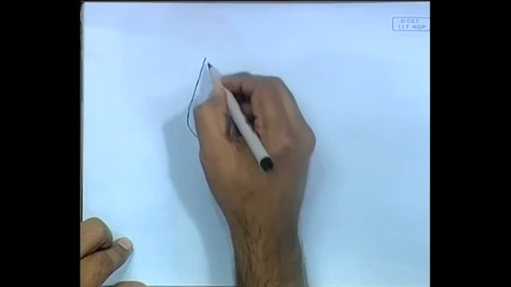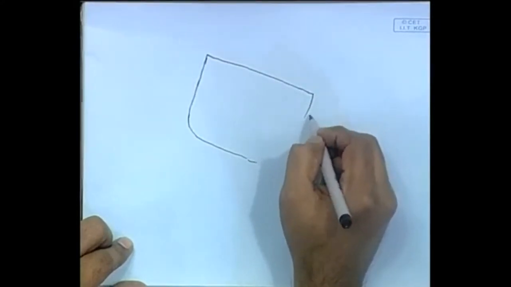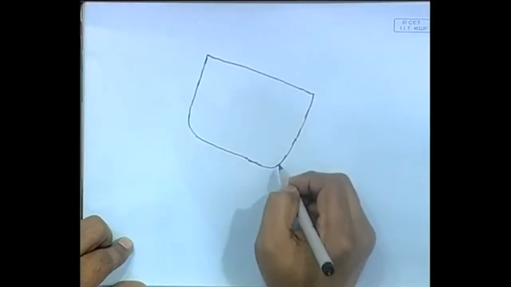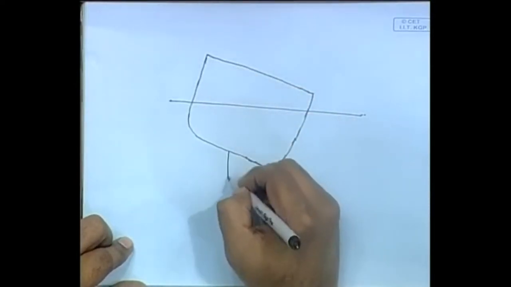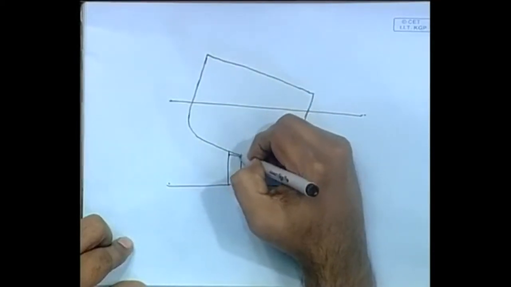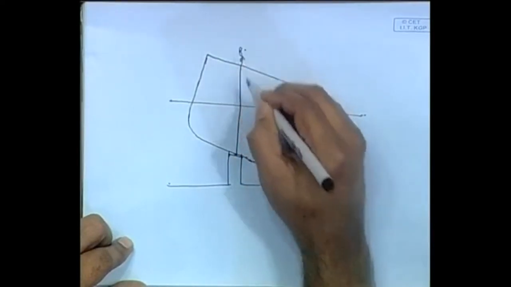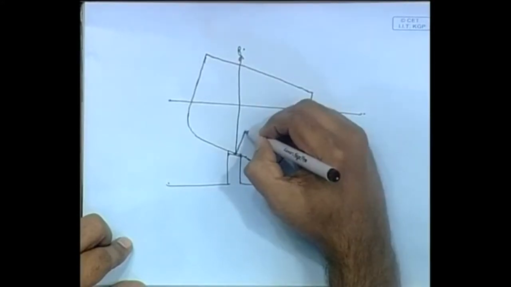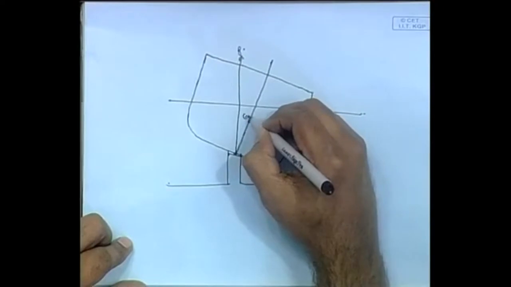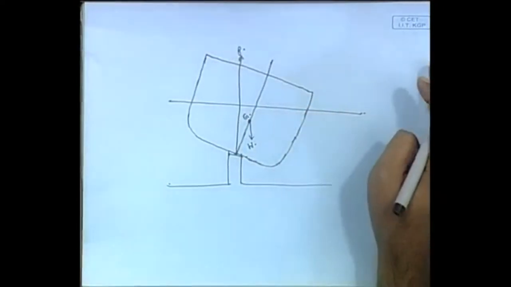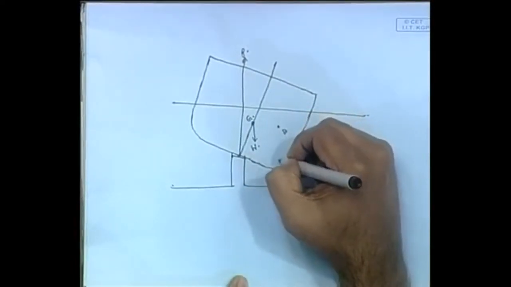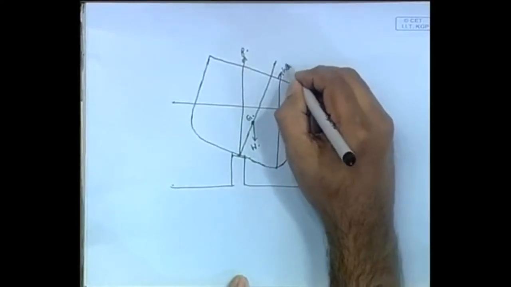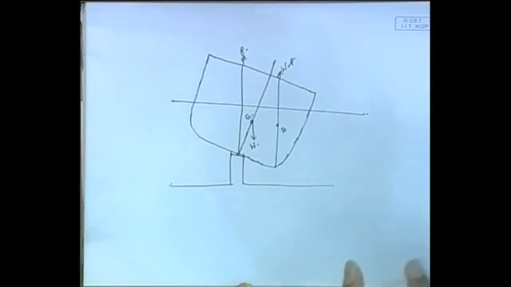Then the next way of doing the problem is the same thing. This is the center line of the ship. Initially, you have G here and you have the weight W acting. Now, what do we assume? We assume that there are two weights. Of course, at this point there is B, the center of buoyancy, and a W minus P acting here. But we are not bothered about the buoyancy part in this way of definition.